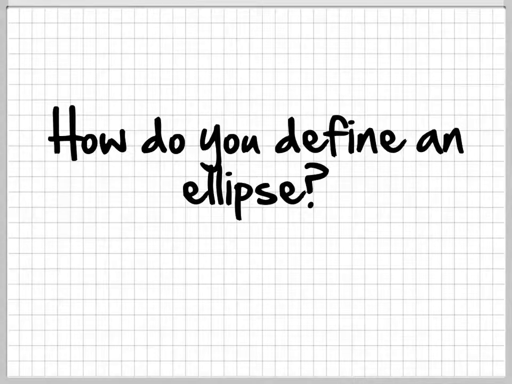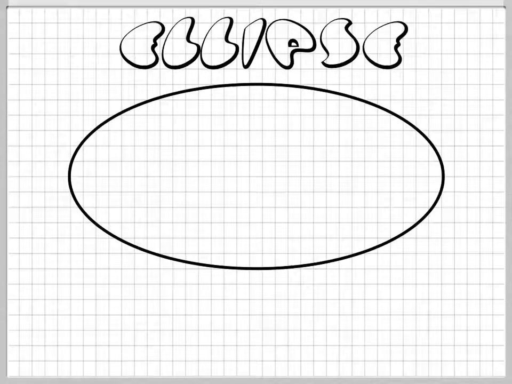How do you define an ellipse? Alright, there it is. Done. Just joking. Okay, here's an ellipse. Draw a fancy circle that's a little flattened out, aka oval. That is an ellipse. Okay, so how do we define it?